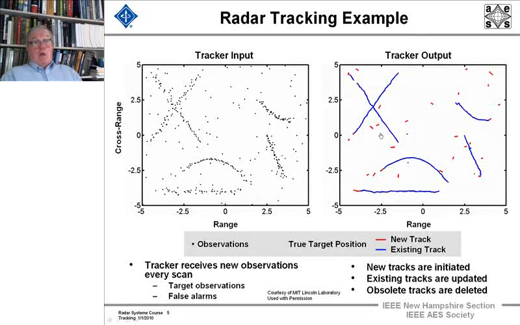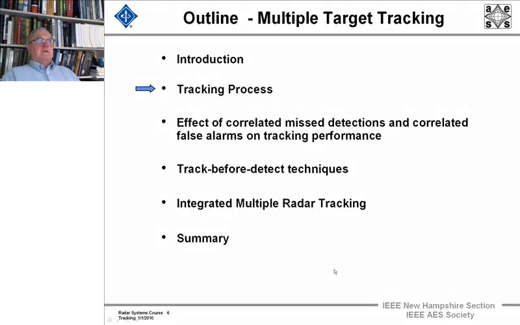Some of them may evolve into longer ones, but these blue tracks are clear, existing tracks, and they end after a while. So new tracks are initiated, existing tracks get updated with this kind of data, and obsolete tracks are deleted from the track file. Track file, think of that as just a big memory device that has a list of all the tracks and all their attributes. And now we're going to look in detail at the tracking process, which will give us that kind of a result.